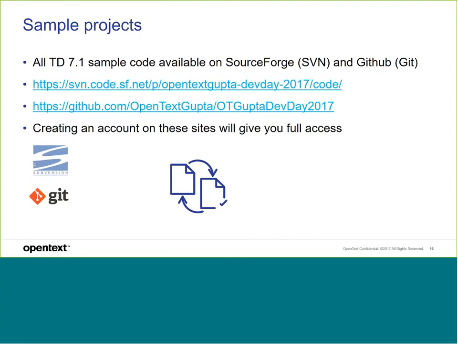So we do have sample projects set up on SourceForge, which is a Subversion open source public repository. And this is the URL for that. If you have an account on these sites, you will have full access to that, and you can use that as a starting point for your Team Developer 7.1 exploration, basically.